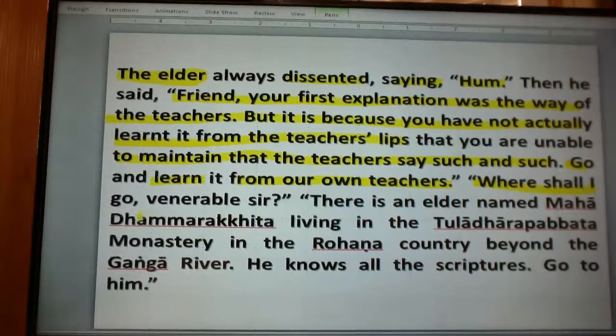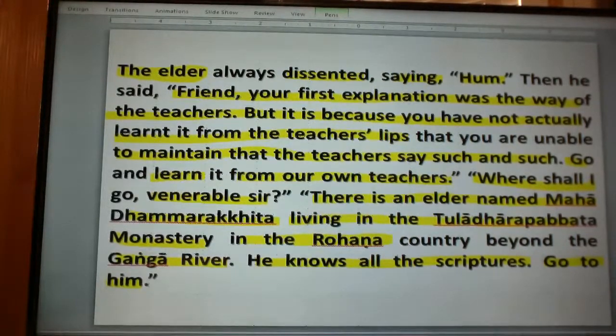Where shall I go? the Abhidhamma asks. There's an elder named Mahadhamma Rakita living in the Tuladhara Pabata monastery in Rohana, the small village beyond the Ganga River. He knows all the scripture, that means all the Pitaka, the three baskets. So go to him to learn, to study from him. So that is the meaning.